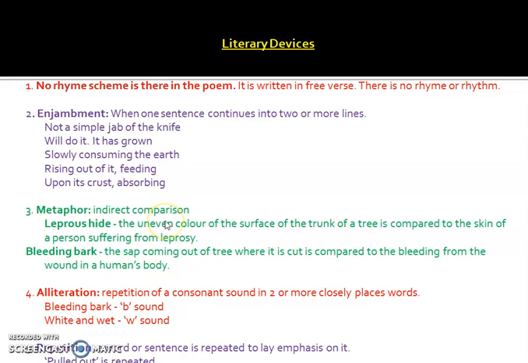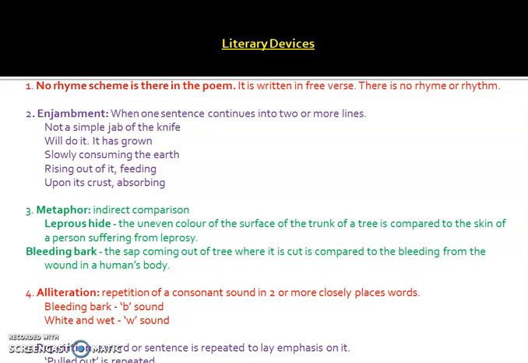The next one is metaphor. Metaphor means indirect comparison. That is to say, when we are comparing two things, when one can be an object, the other can be in a human form, and we are trying to compare them. The way I told you that the sap of a tree is like the blood of a human being. When you cut a tree, the liquid that flows out is called the sap, and when you cut a human hand, the liquid that flows out is the blood. So this is how metaphor works. It shows an indirect comparison.